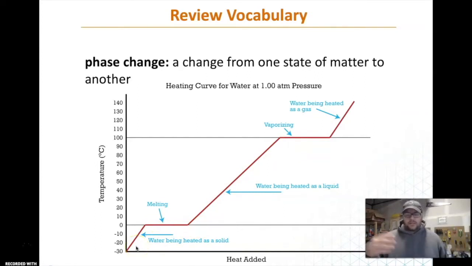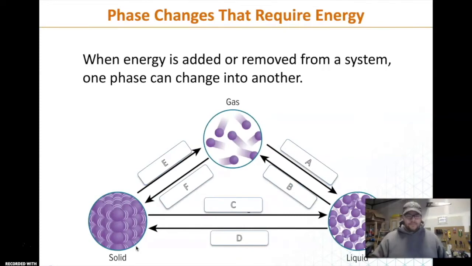So what causes the phase change? Well, adding or removing energy. Let's look at A over here. What's this called? We're going from a gas to a liquid.